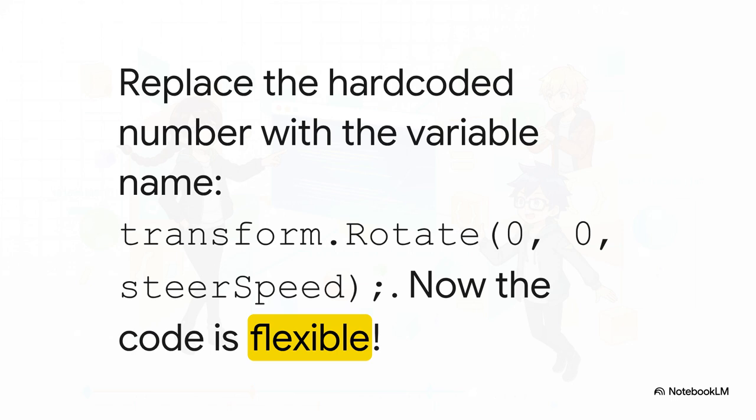So scroll down to your update method, find that transform.rotate line, and completely replace the hard-coded number 0.1f with the name of our variable, steer speed. Now, every frame when update runs, the computer sees steer speed, looks up the value inside that box, and uses that for the rotation. Our code is now officially flexible.